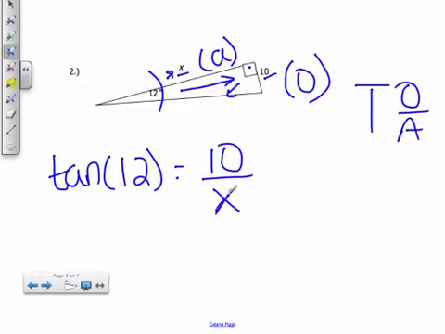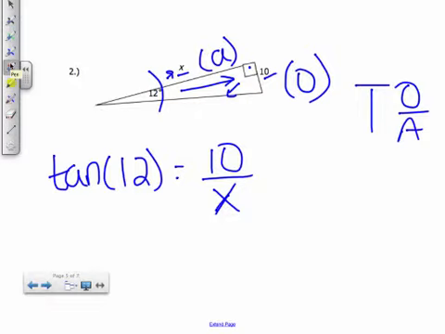Now, my goal, again, at this point in time, I'm done with the trigonometry. Now it's just algebra. My goal is to solve for x, but I have an issue, and that is that x is in my denominator, which makes things really difficult for me. So, how do I deal with it? Get it out of the denominator.